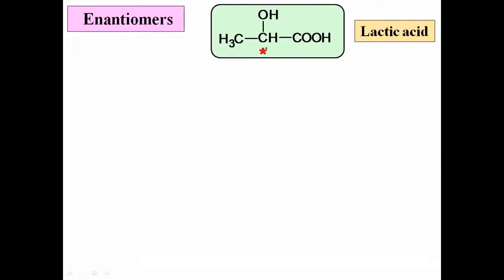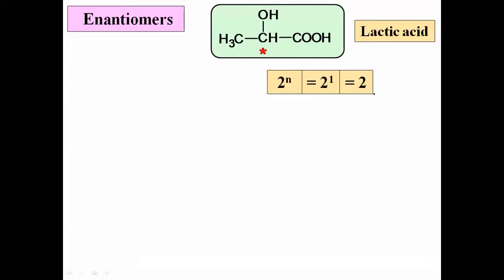Now, for any organic compound, we can calculate the number of possible stereoisomers by the formula 2 raised to n, where n is the number of chiral carbons. Now let us put the value of n. Here 2 raised to n is equal to 2 raised to 1, where 1 is the number of chiral carbons. There is one chiral carbon. Now 2 raised to 1 is equal to 2.